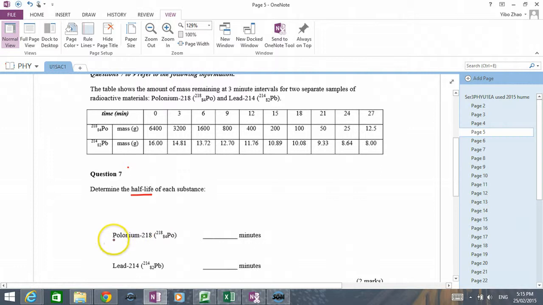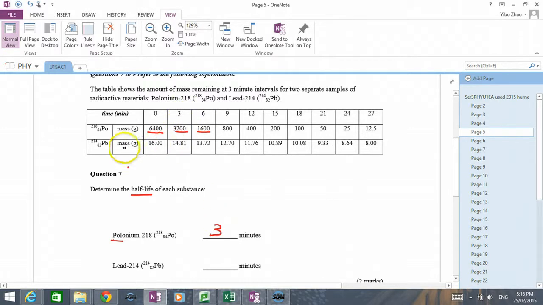For instance, let's do it for polonium. I start with 6,400 polonium. After 3 minutes, it becomes 3,200. After another 3 minutes, it's halved again. So the half-life of polonium-218 is going to be 3 minutes, because every 3 minutes it is halved, according to the table. So the answer will be 3 minutes.